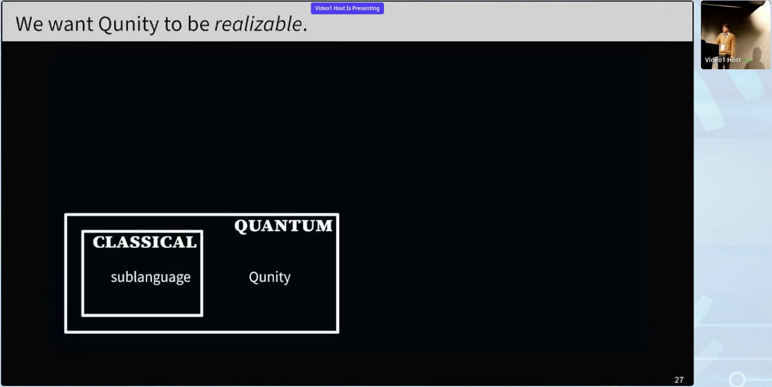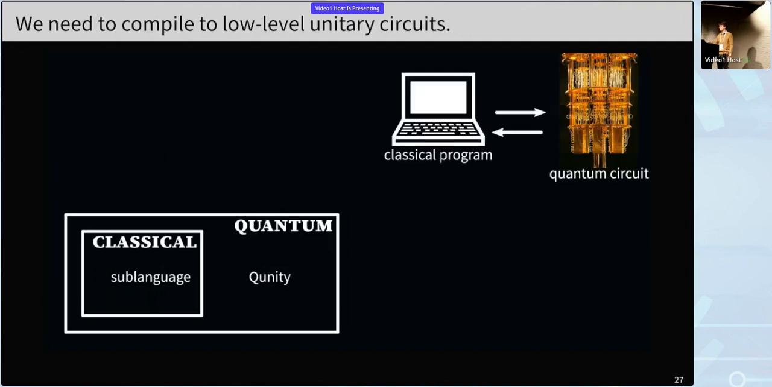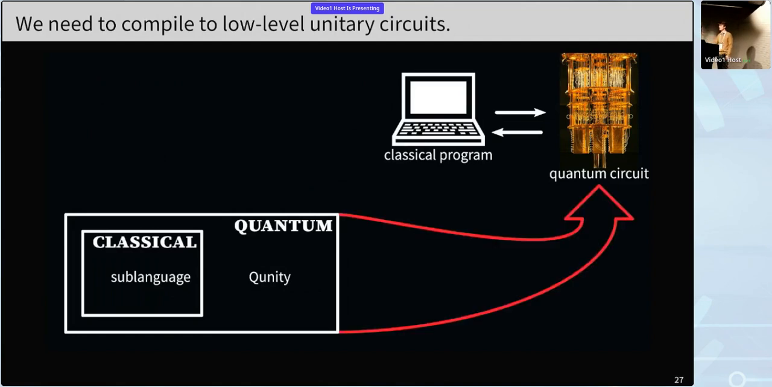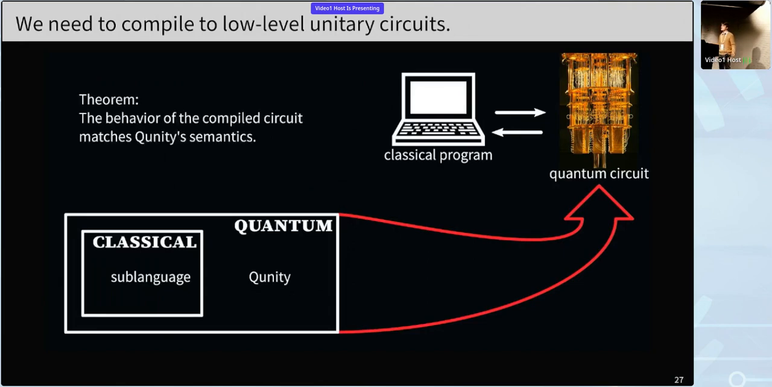And finally, we want Qunity to be realizable on actual quantum hardware. So we're using this nice generalization approach, but when we want to run Qunity programs, we need to adapt it to the existing models, the existing assembly languages. And so we describe in our paper how this compilation can be done, converting Qunity programs into lower level quantum circuits. And we show that the behavior of this compiled circuit matches Qunity's semantics.